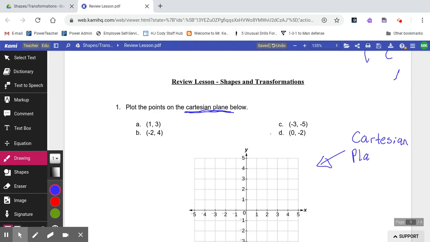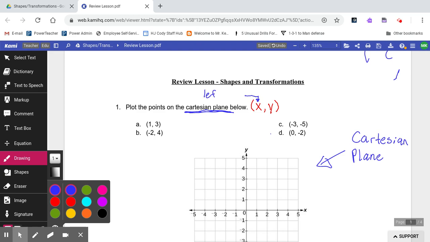And the way that we plotted points is by remembering what an ordered pair was. An ordered pair always went bracket, then a number, then a comma and another number, and then a bracket, where the first number was X, the second number was Y. That means X told you how far left or right to go, and Y told you how far up or down to go.